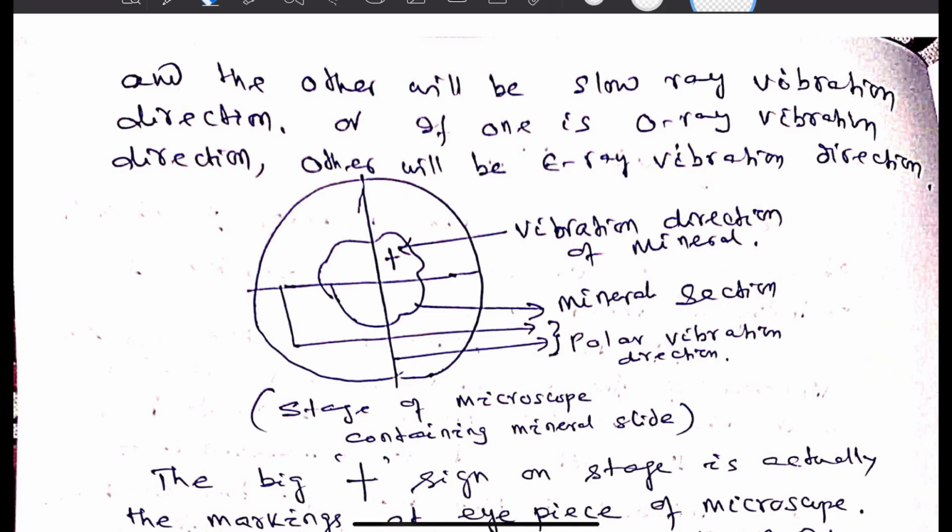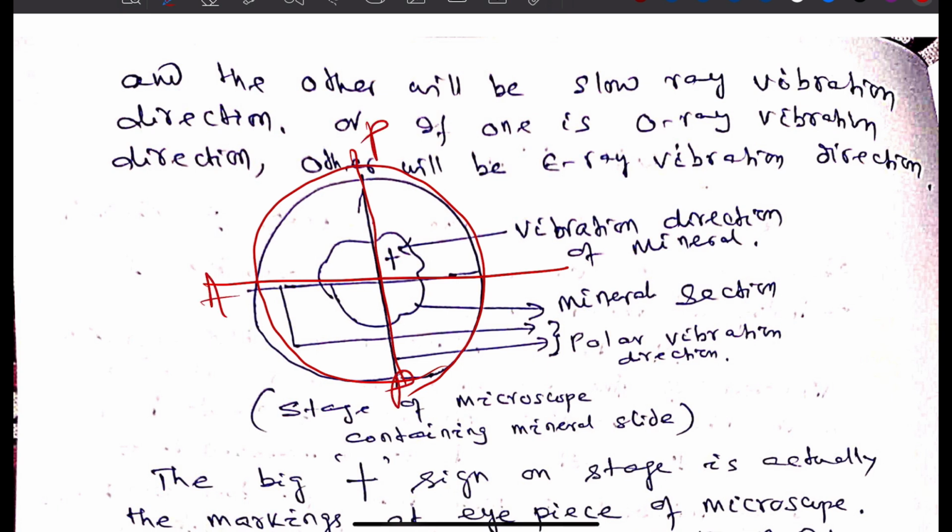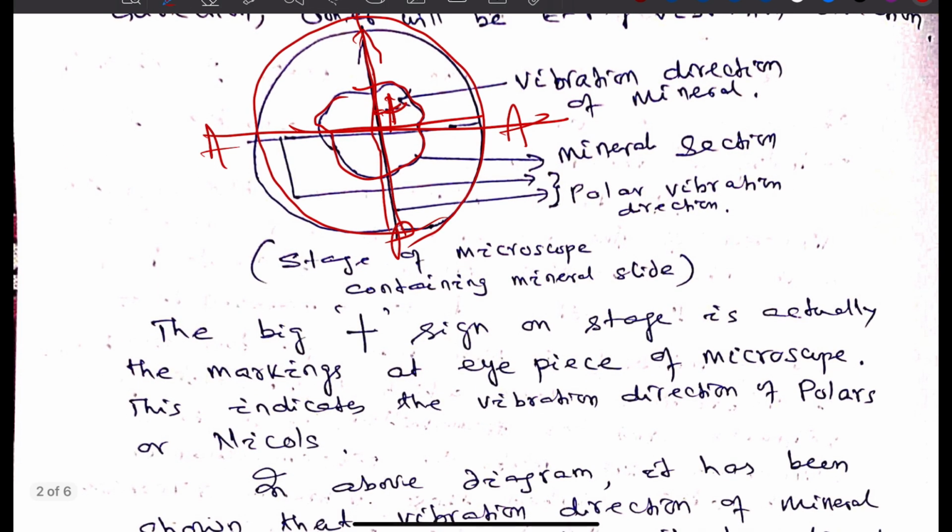And this is the condition now. This is the stage of the microscope. These are the polarizer and analyzer vibration directions. This is PP, the polarizer vibration direction. This is AA, the analyzer vibration direction. They are mutually perpendicular. And here is the mineral section. If the mineral section has a vibration direction like this, it is matching with the polar directions. In that case, no light will pass through, and the mineral will show extinction.